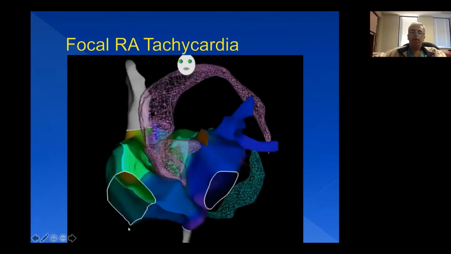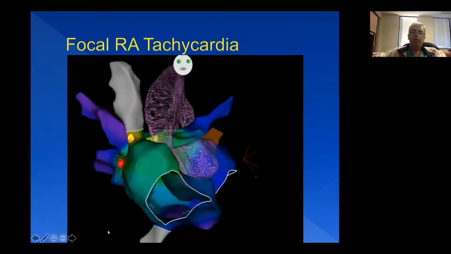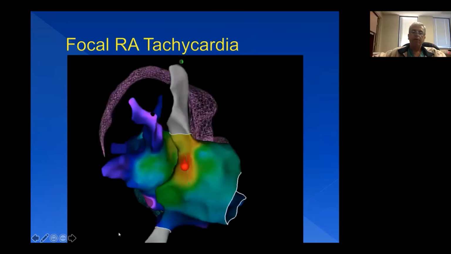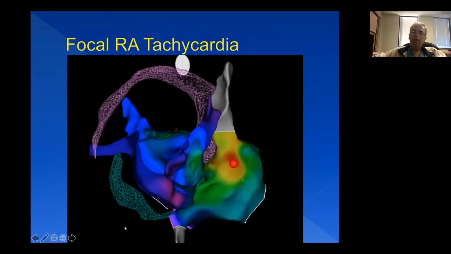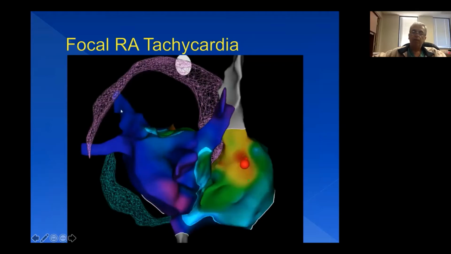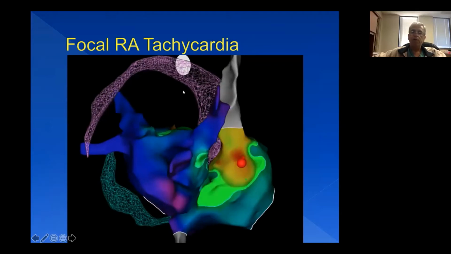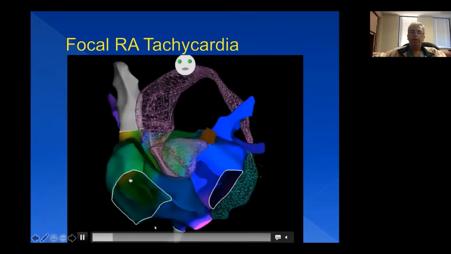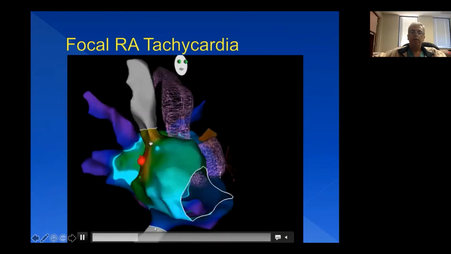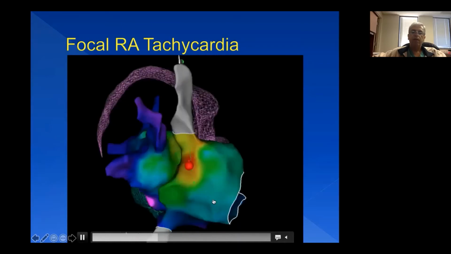This is just a representation of focal right atrial tachycardia. Of course, the technology we have now with the 3D mapping and the timing that we can decide on activation on each part of the heart. In this case, you can see the right atrium here. This is the tricuspid annulus. This is the SVC, the IVC.